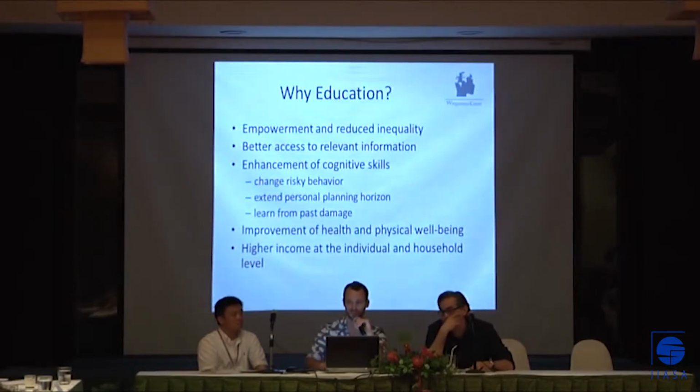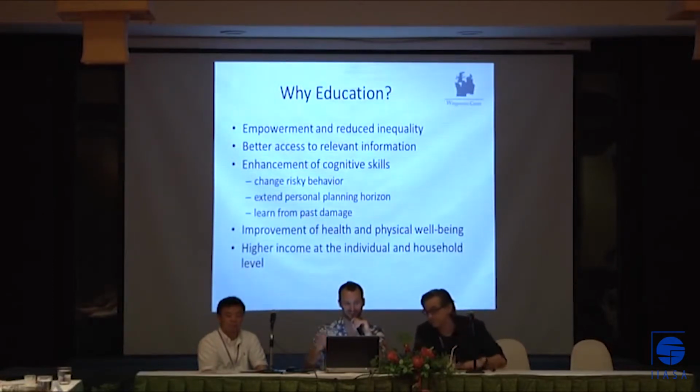We have seen in several studies, for example in Emilio's presentation, how risky behavior can cause a lot of excess death. But it also leads to a longer personal planning horizon, which becomes important in long-term decision making, like where to build a house, for example. Raya has spoken about that. And then, of course, there is also the enhanced capacity to learn from past damage. So one disaster has already happened, and it has been shown that people with higher levels of education are more likely to actually react on that.